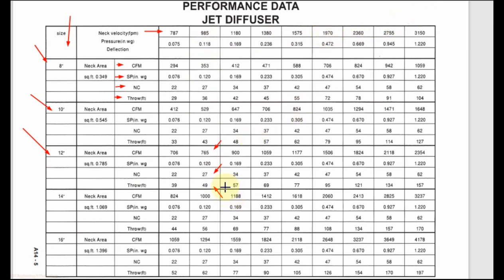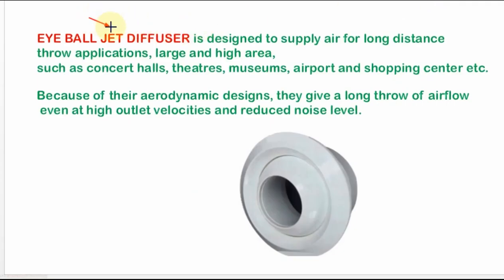Even by interpolation you can go up to 30 for NC level, then the corresponding CFM will also increase and the throw will also increase. Eyeball jet diffuser is designed to supply air for long distance throw applications for large and high area such as concert hall, theater, museum, airport and shopping center, etc. Because of their aerodynamic designs, they give a long throw of air even at high outlet velocities and reduce noise level.